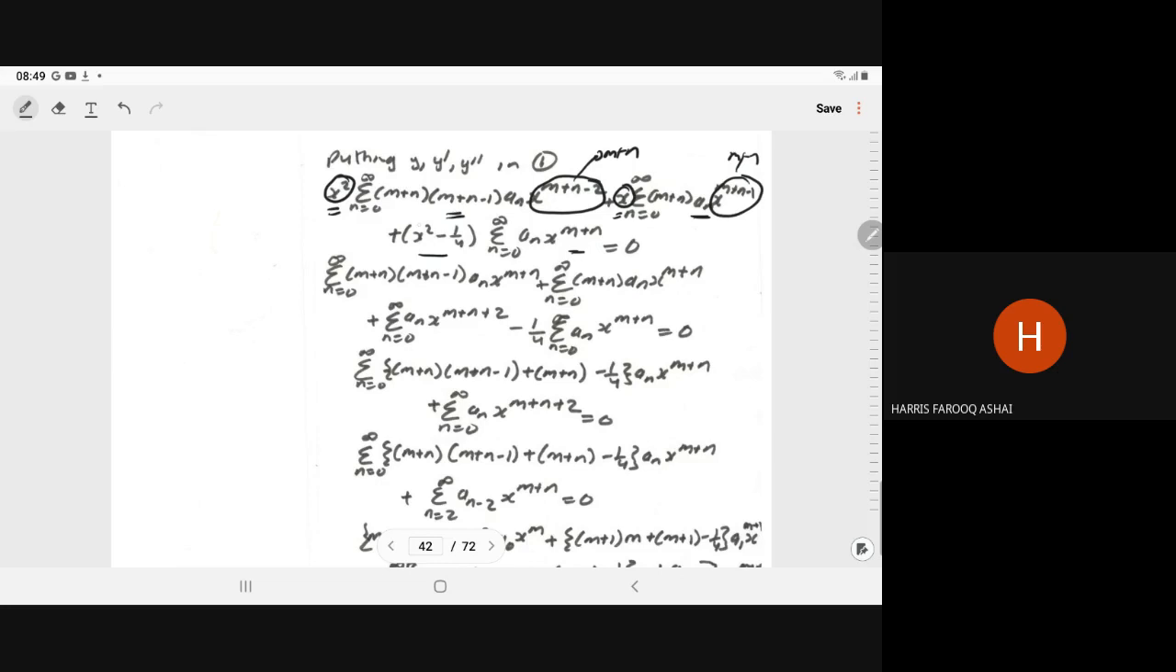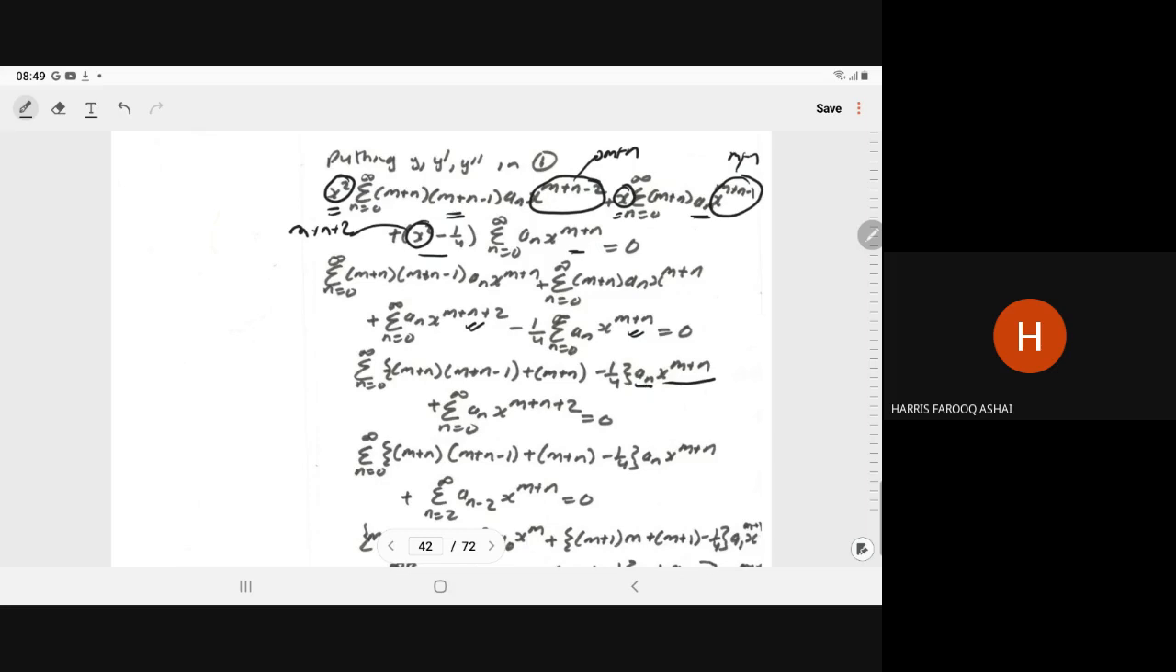Now when we multiply this with x to the power m plus n, it will become x to the power m plus n plus 2, and when we multiply with 1 by 4, it will remain x to the power m plus n. So when we collect, here we have x to the power m plus n plus 2, and here we have x to the power m plus n. Clear? Now we collect the term of x to the power m plus n.